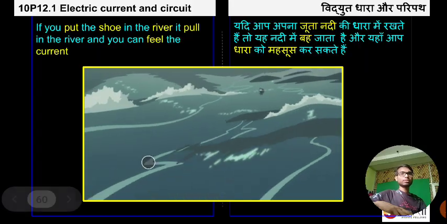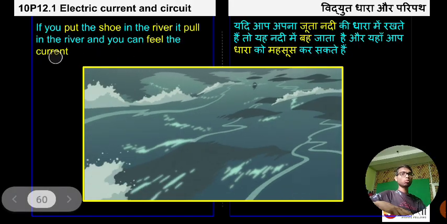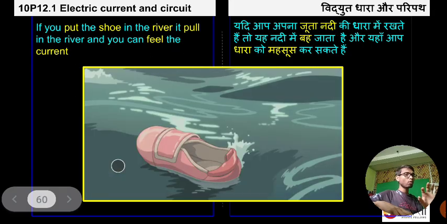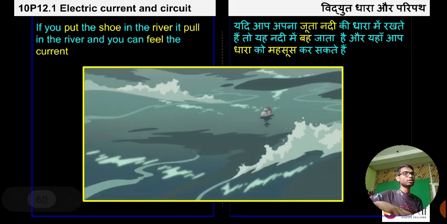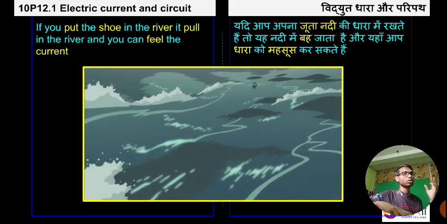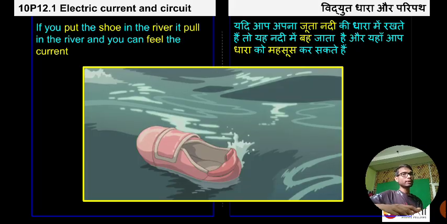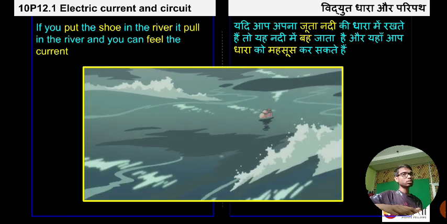Here, if you put this shoe in the river, it will pull in the river and you can feel the current. You feel that fastness of the water in the river, which will be more when you see a view like that in your area. Here you will say yes, current is more.